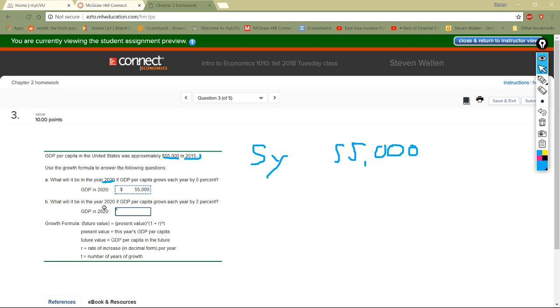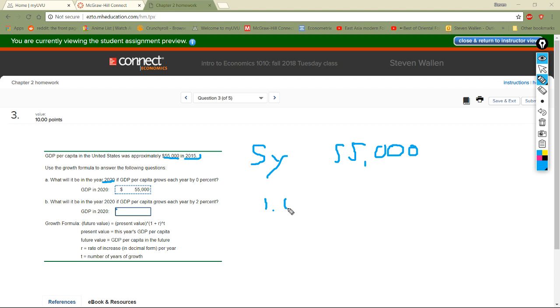What will it be in the year 2020 if GDP per capita grows by 2% per year? All right, so this is where we have to use the formula they have here. They literally give you the formula right here. Growth formula: future value equals present value times 1 plus the rate, raised to the t. Okay, so what I'm going to do is I'm going to come over here. What's our rate? Our rate's 2%.